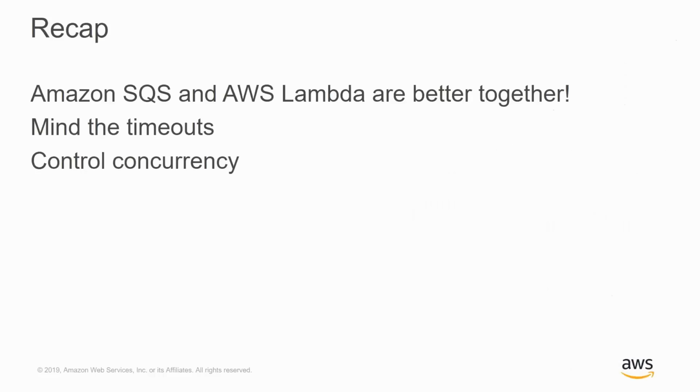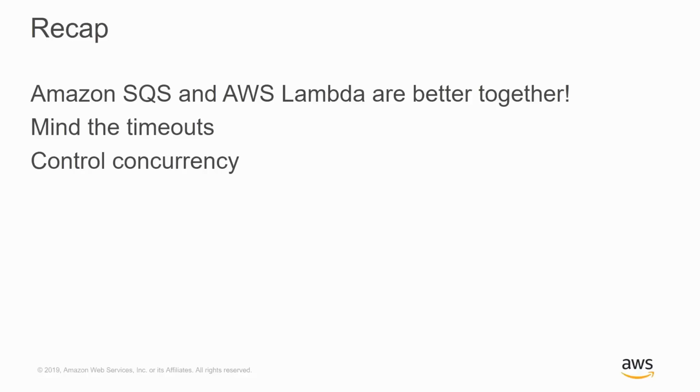Okay, so let's recap what we've talked about today. SQS and Lambda are better together. You get the full features of SQS queues with the nice serverless compute power of AWS Lambda. It's basically the peanut butter and jam of the serverless toast. They just go nicely together. When you work with both services, mind the timeouts. Mind the timeout of the Lambda function execution, and mind the visibility timeout, which is supposed to be 5 or 6 times larger on the side of SQS to allow the Lambda SQS poller to retry.